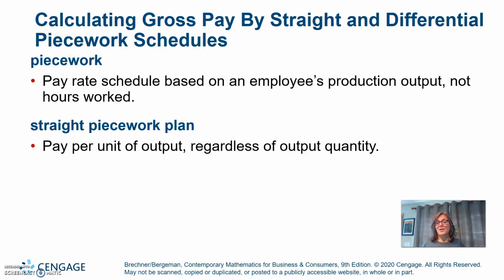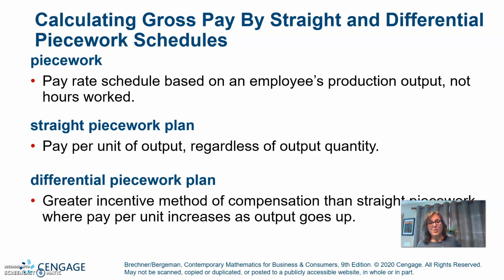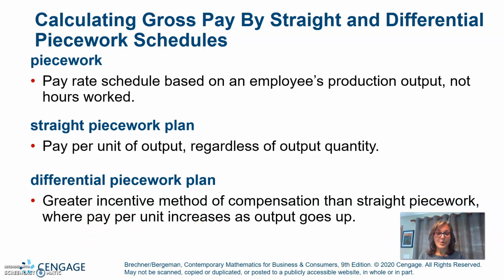In a straight piecework plan, you pay per unit of output regardless of the output quantity. A differential piecework plan has a greater incentive method of compensation than straight piecework, where pay per unit increases as output goes up. So the first 50 is a certain amount, then from 50 to 100 you get more, right? So it incentivizes the production of whatever the piece is that people are working on.